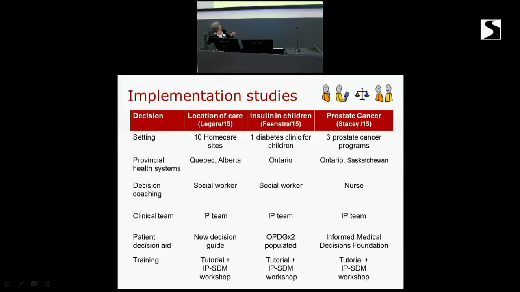And for the prostate study, we've used the Informed Medical Decisions Foundation decision aid. It came with a video and a booklet. And part of the reason we chose that decision aid, or the team did, is because they wanted the video to access lower literate populations and help them understand better the options. And then the training was the same training we provided in all three of our teams.